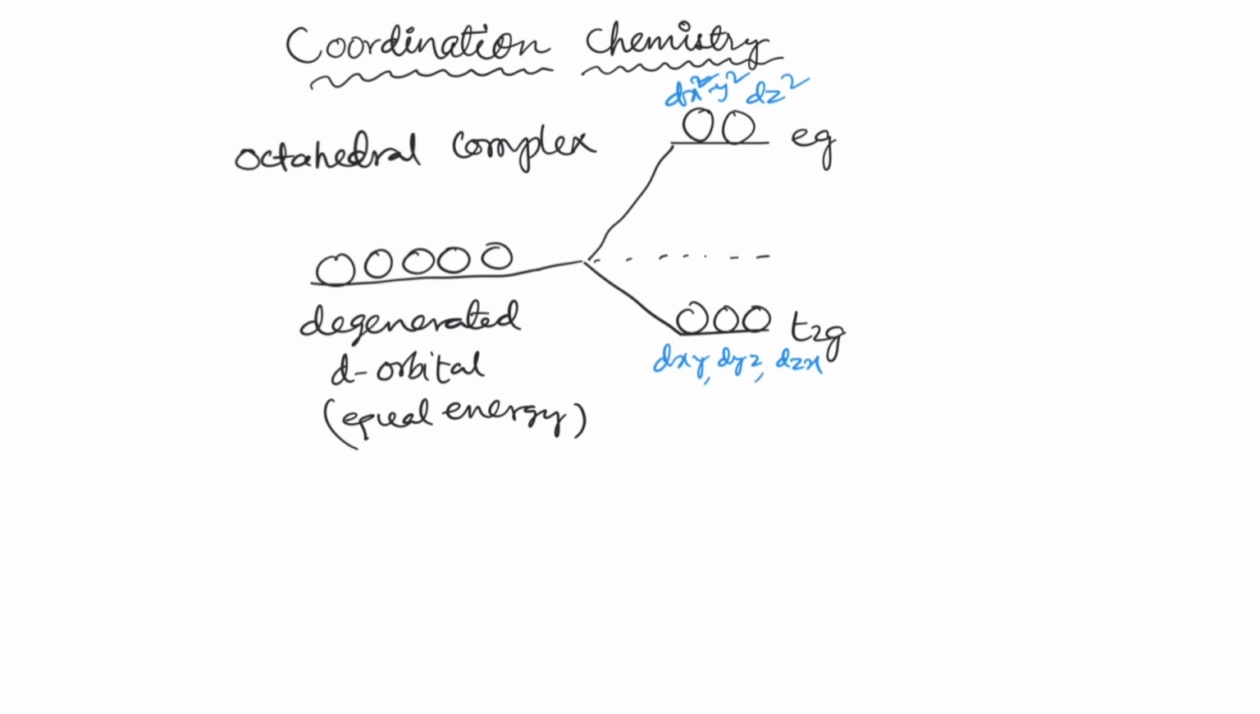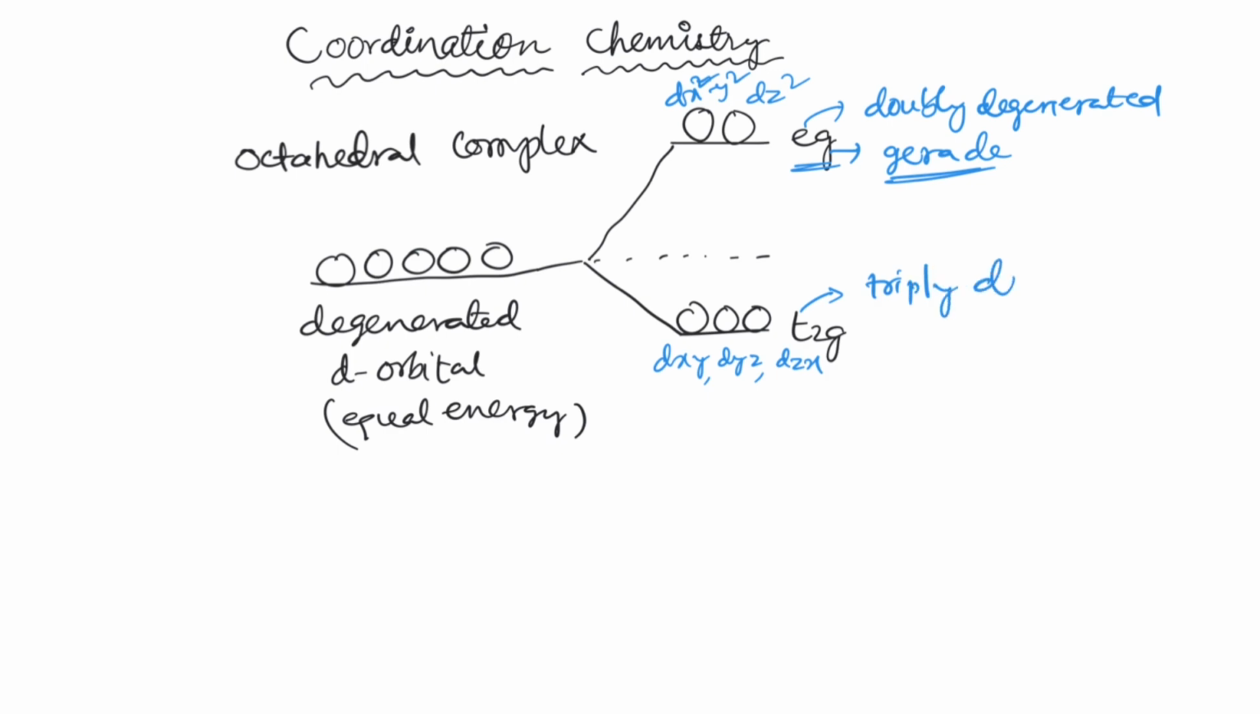Now keep in mind, Eg is doubly degenerate. E means doubly degenerate. G means gerade. T here means triply degenerate. This G also here means gerade.